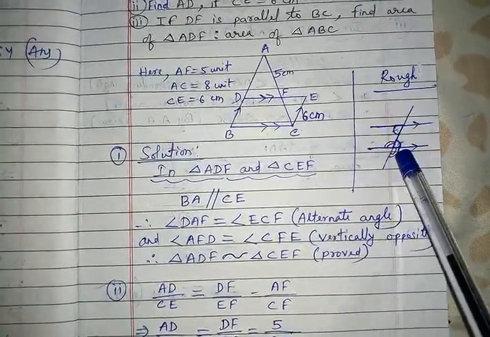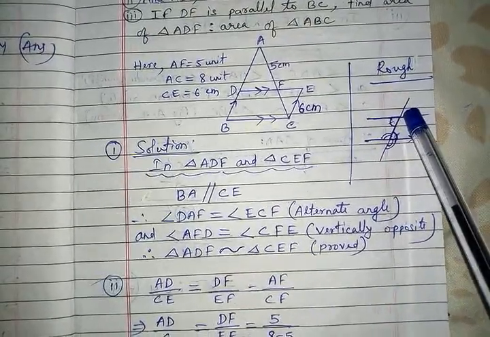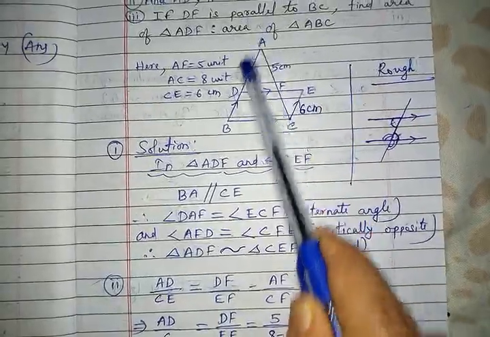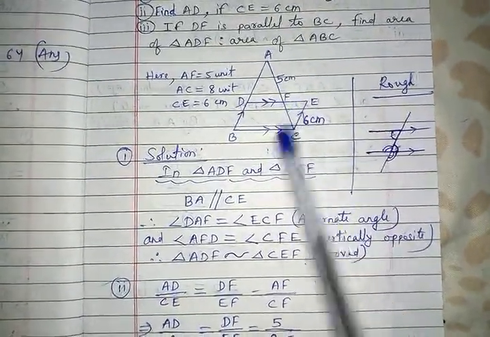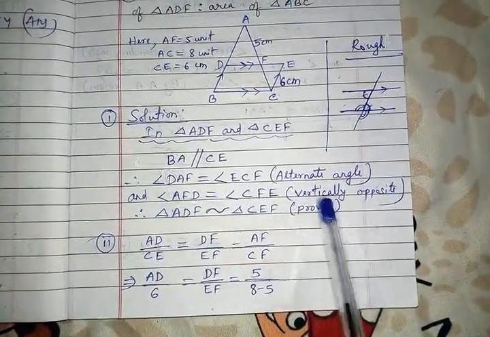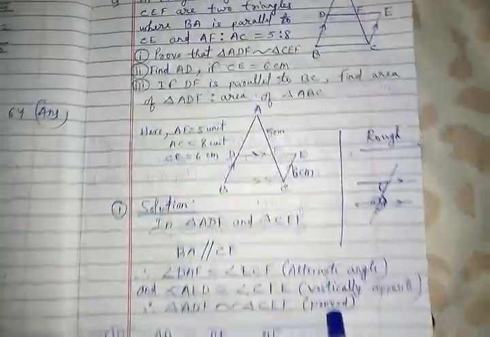This is vertically opposite to this, this is vertically opposite to this, this is vertically opposite to this. So this is vertically opposite, you understood. Lines are parallel and this is the transversal, vertically opposite. So two angles are now equal. That means these two triangles are similar to each other. Proved. Number 1 is proved.